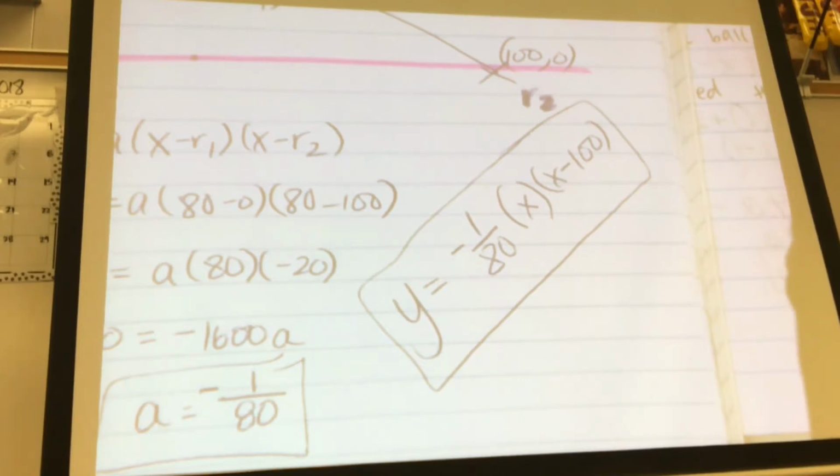Mr. I, would I get it wrong if I put X plus 0? Do you need to put a 0 if it's X minus 0 or X plus 0? Do you need to put that? No.